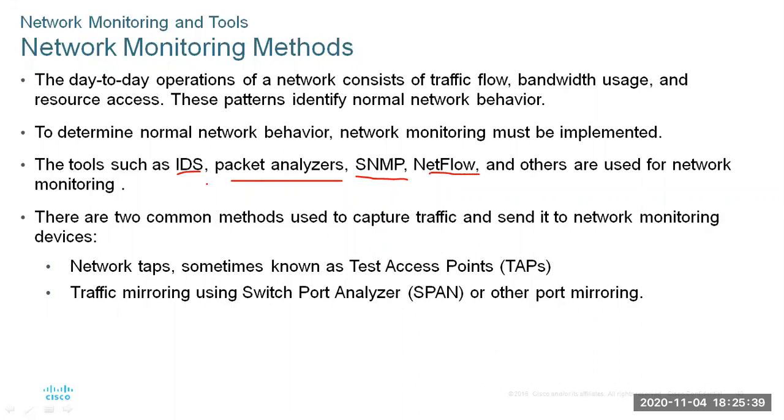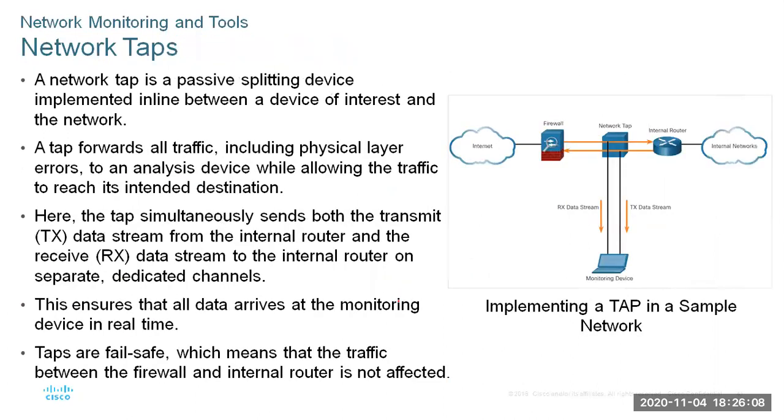All right. So there are two common methods used to capture traffic and send it to network monitoring tools. The first one is network taps. Sometimes they are known as test access points, or TAPs, okay? Taps, test access points, or network taps. The second one is traffic mirroring using switch port analyzers, all right? Traffic mirroring.